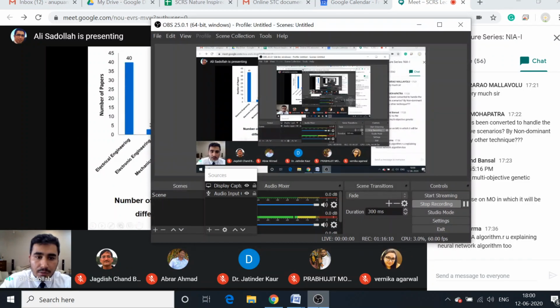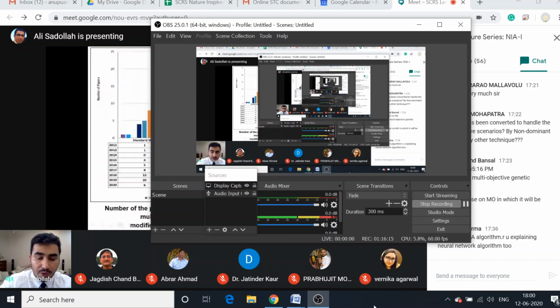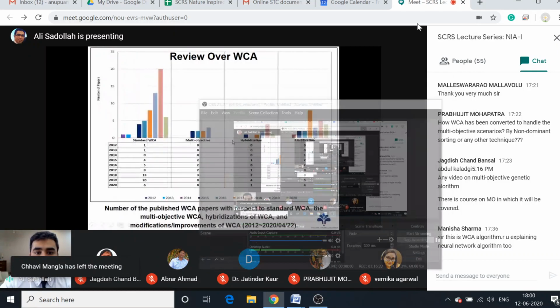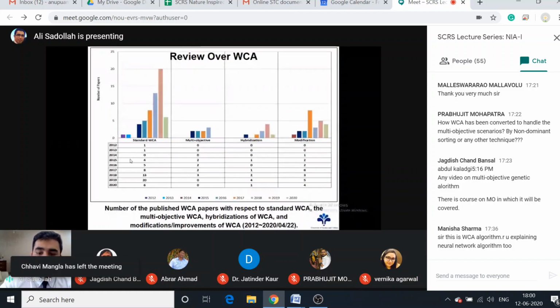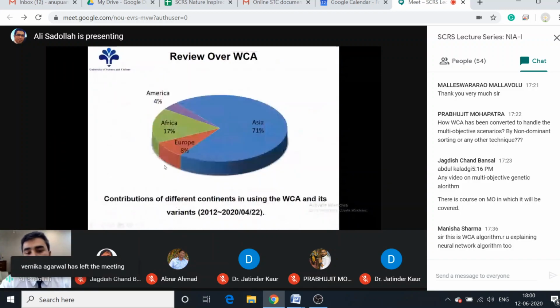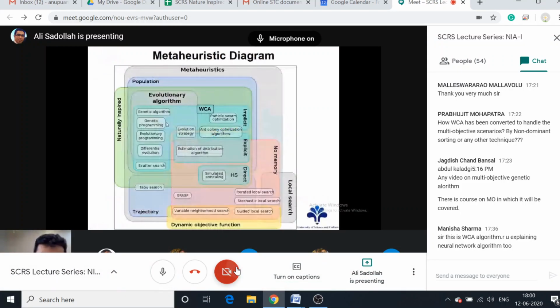And this is all the standard version, multi-objective, hybridization and modification in one figure at the same time. We can see the statistics of all the majors. And here it shows that in Asia we have more contributions in the field of water cycle algorithm. So we hope in other continents we can have more contribution and collaboration with other scholars.